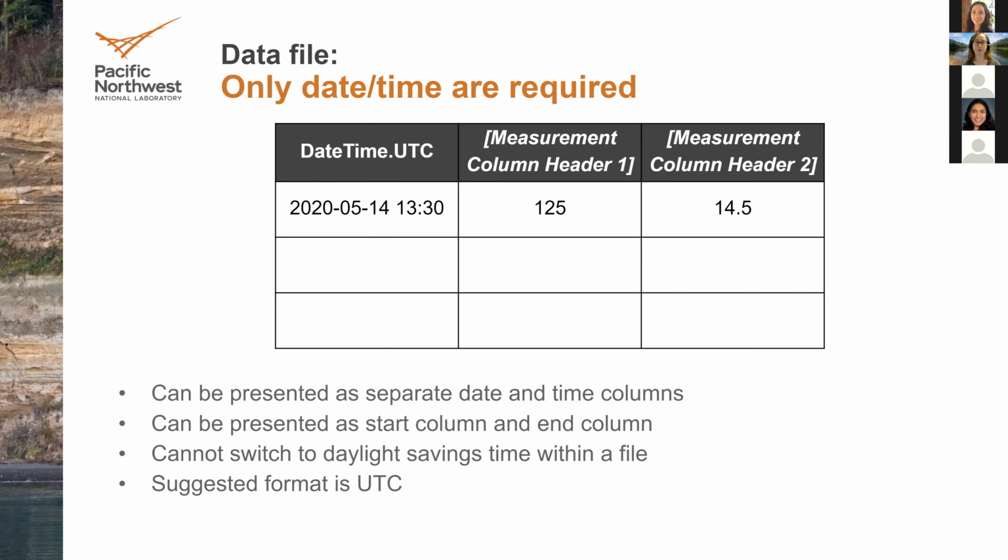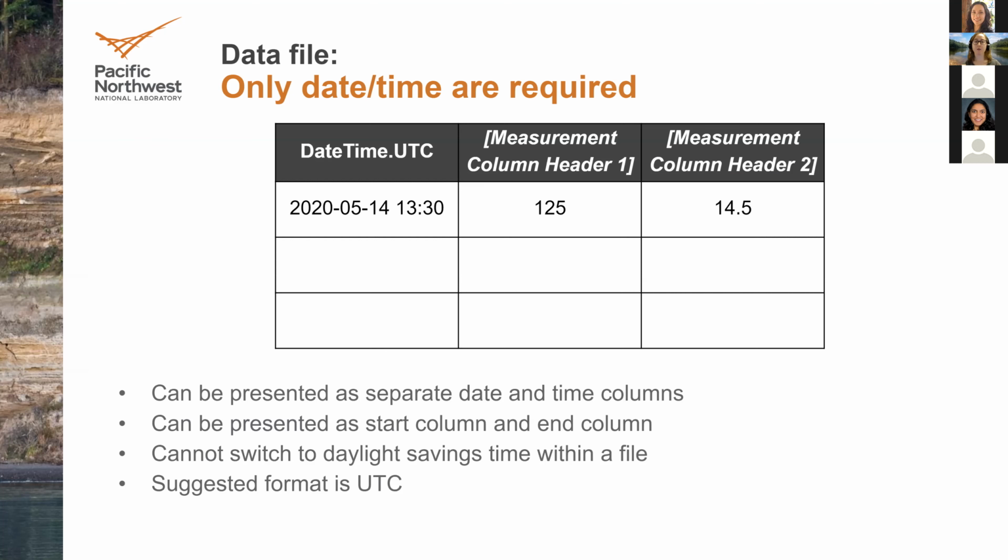So the data file only has one field that's required. It's the date time field. The other columns here are just like measurement columns that are made up for the purposes of this. And that date time column can be formatted a couple different ways. It can be separate date and separate time. It can also be a start date and a start and an end time. And then it just has to have a couple different requirements.